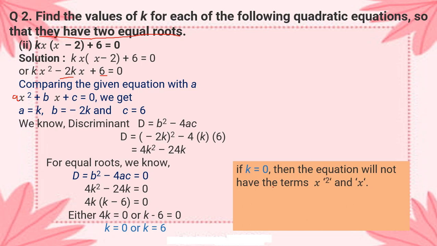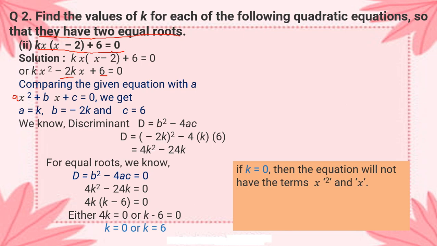If k is 0, then the equation kx(x − 2) + 6 = 0 changes: when k is 0, the x² term will not be present in this equation, and the x term will also not be present. That means if k = 0, we get only 6 = 0, so it is not a quadratic equation.